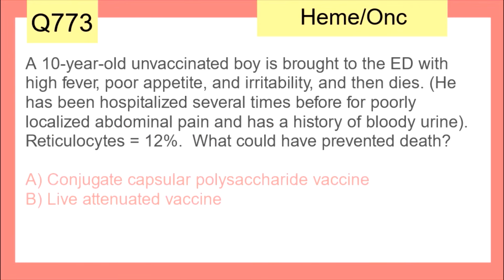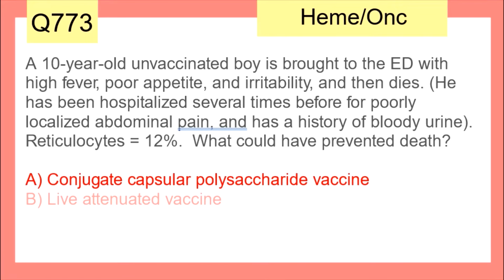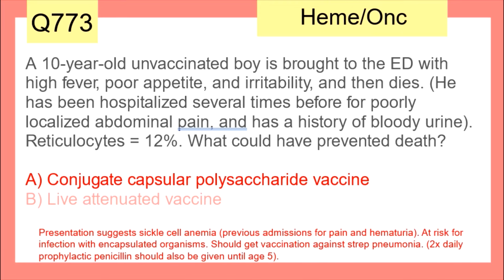773, a 10-year-old unvaccinated boy is brought to the ED with high fever, poor appetite, irritability, and then dies. Oops, I gave it away already. Conjugate capsular polysaccharide vaccine. He should have gotten this. Well, we're going to see further in the question that he had been hospitalized several times before for abdominal pain and history of bloody urine, which sounds like sickle cell disease. That's why the reticulocyte count is high. So the pneumococcal vaccine could have prevented his death.